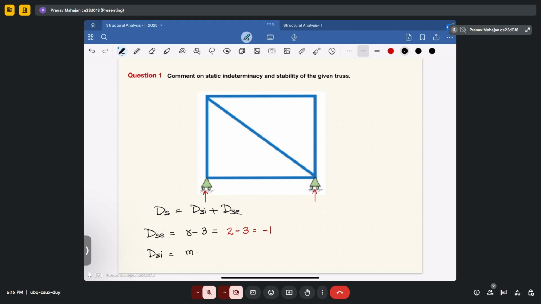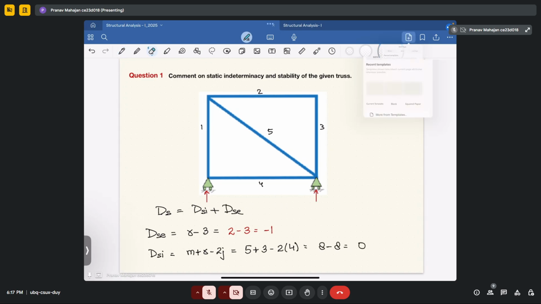For a truss, you have the formula m plus r minus 2j. How this formula came, I will not go into that intricacy, because you have also covered the lectures which explain how this formula comes into play. So in this, how many members are there? 1, 2, 3, 4, and 5. So 5 members are there. Total number of equilibrium equations available is 3 minus 2 into number of joints. 1, 2, 3, 4, total 4 joints are there. So your 8 minus 8 equals 0. So your internal indeterminacy is equal to 0.